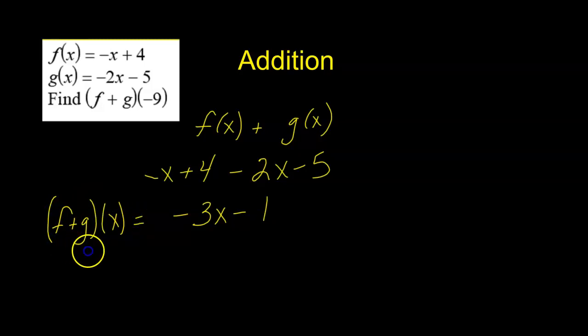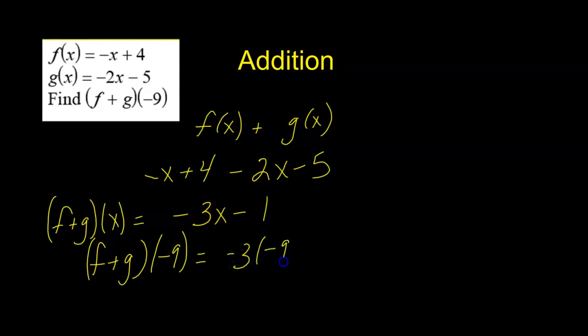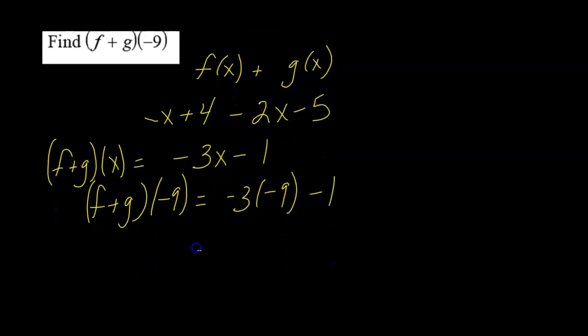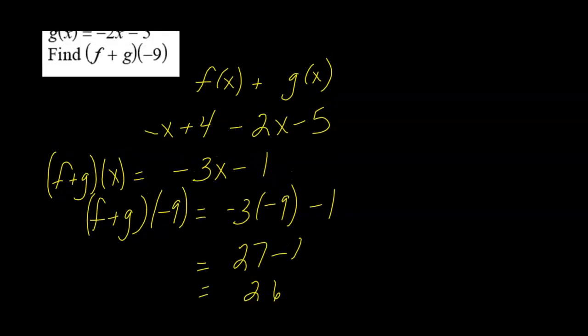But they want us to find f plus g of negative 9. So what that means is we're just going to take the negative 9 and we're going to substitute it right here for this x. Negative 3 times negative 9 minus 1. This is going to give me a 27. 27 minus 1 is 26. Okay, so we get a number for an answer.